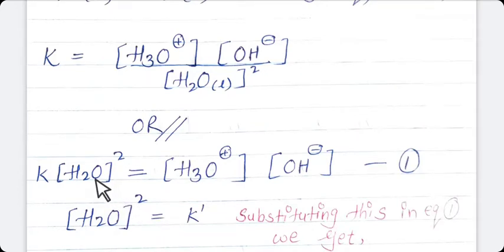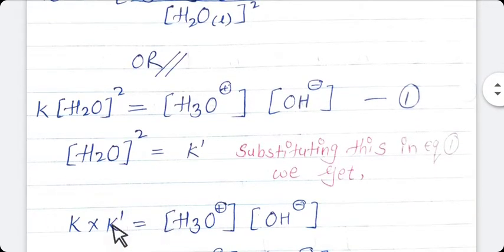Students, maximum molecules of H2O are undissociated. That's why the concentration of water we are taking here is constant, and it is denoted by K dash. Substitute this value in equation 1, so we can get K into K dash is equal to concentration of H3O plus into concentration of OH minus.